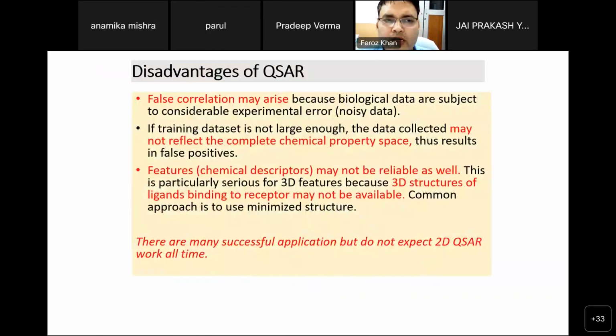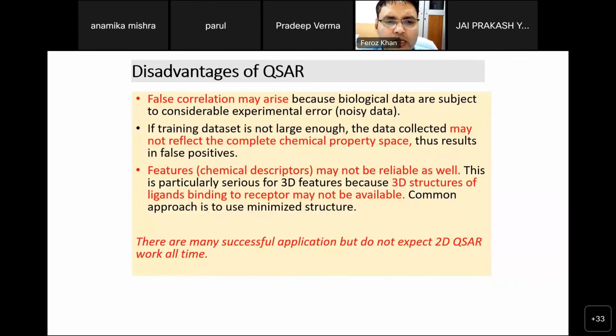At the same time, there are disadvantages of the QSAR. I explained most of the positive points, but there are so many negative points also. If you are not aware of the regression analysis or QSAR method or feature identification method, you will get false positive result predictions and it will fail the whole exercise. Even your project will go down.